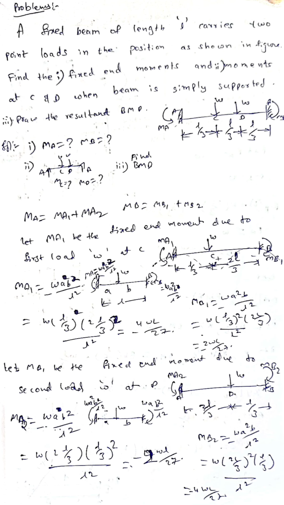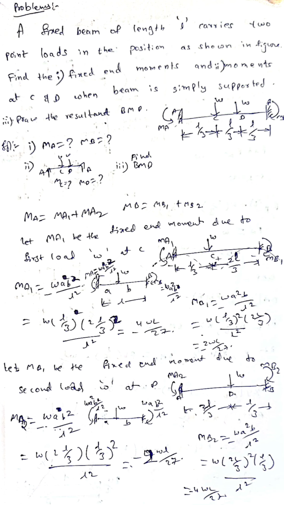In this session, we are going to discuss a problem on a fixed beam with 2-point loads. A fixed beam of length L carries 2-point loads in the positions shown in the figure. Find the fixed end moments at C and D when the beam is simply supported, and draw the resultant bending moment diagram.